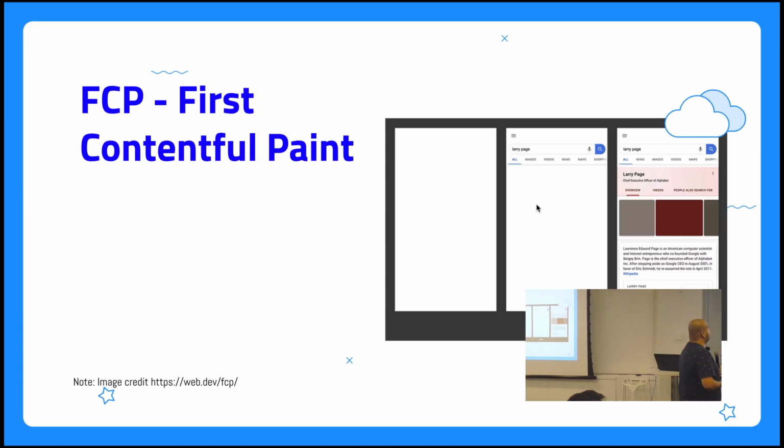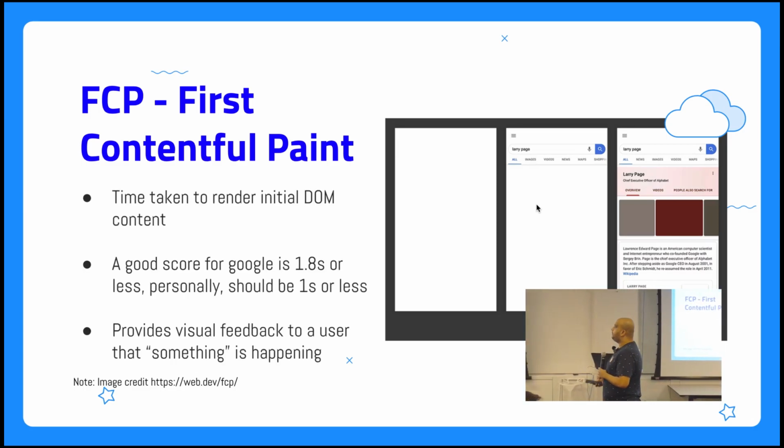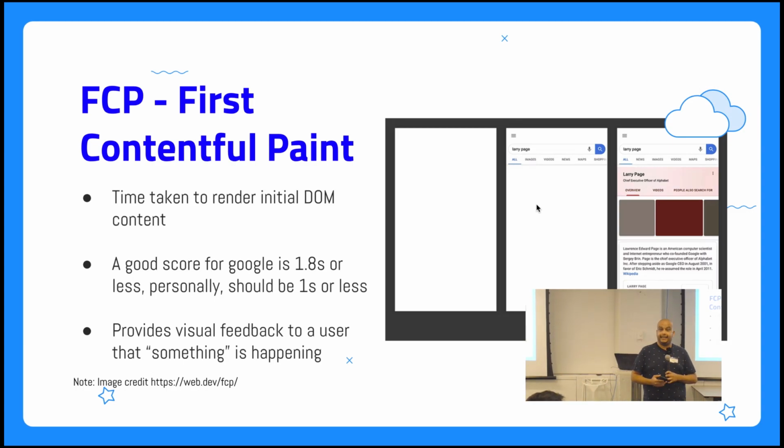So the next one is FCP, or first contentful paint. It's very simple. It's the time taken to render the initial DOM content. This is very important. You're basically indicating to your user that something's happening and they're not staring at just a blank screen. Now, a good score is considered 1.8 seconds.